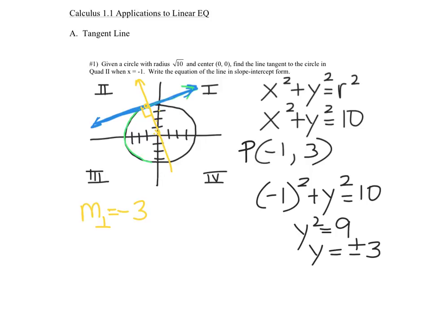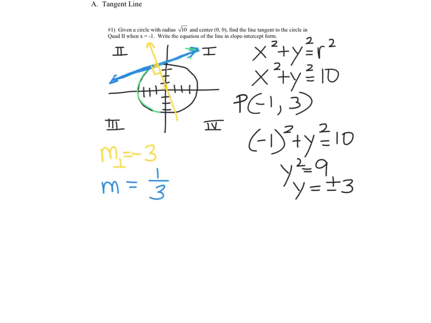Now, since the yellow line and the blue line are perpendicular, my slope is going to be 1/3. Perfect. Cool, huh? This problem involves a lot of stuff: geometry, algebra 2, just basic math.